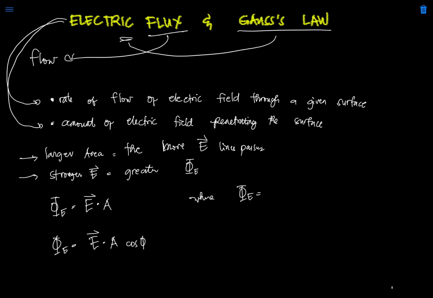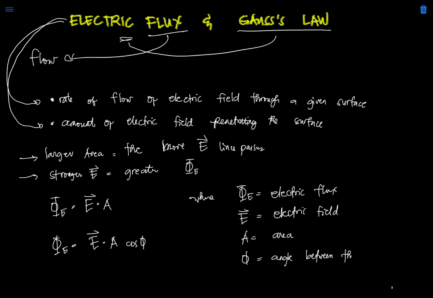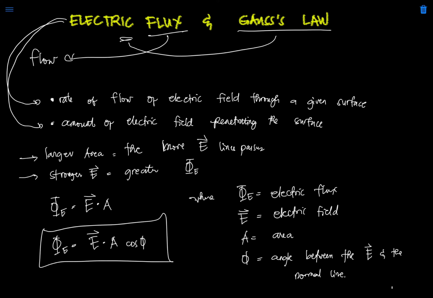this symbol means electric flux, and E stands for electric field, and A is the area of the surface, and of course the angle phi is the angle between the electric field and the normal line. So this is now the formula of electric flux.